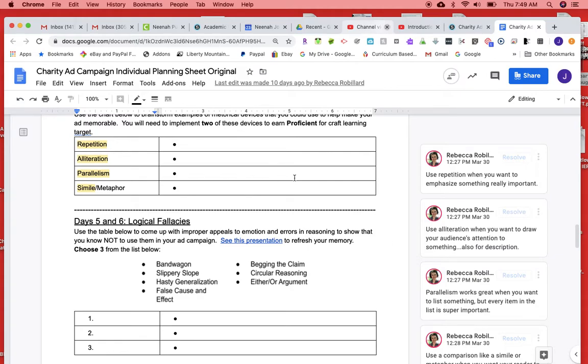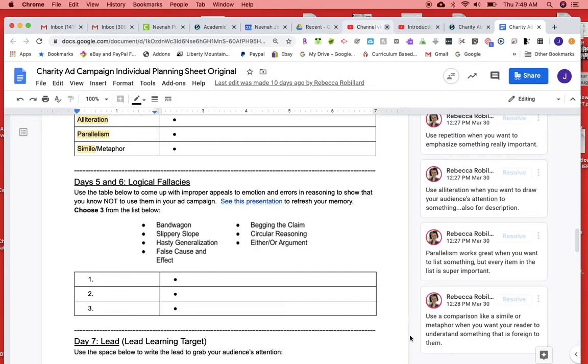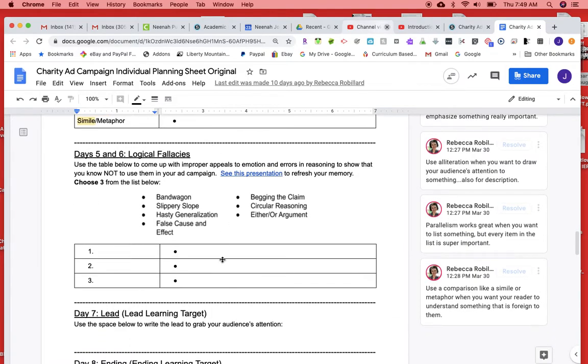Also for description. Use parallelism. This works great when you want to list something, but every item in your list has to be super important. And using a simile or a comparison, so a simile or a metaphor, is when you want your reader to understand something that's foreign to them. So maybe a reader might not understand what your charity really truly does. So you have to make a comparison so that they can relate to it. In days 5 and 6, you learned about logical fallacies.